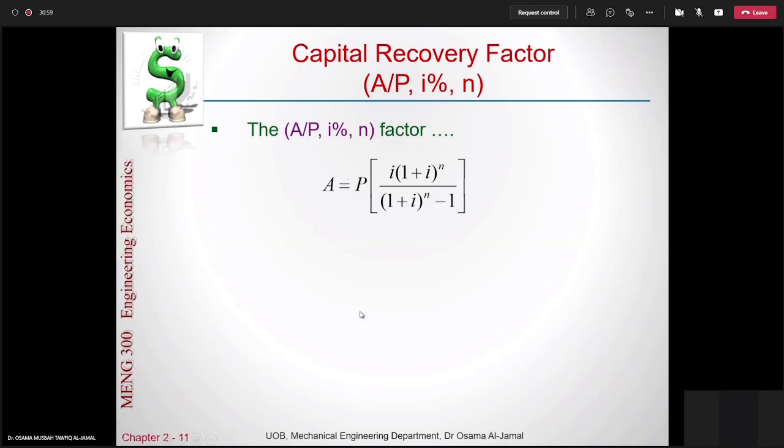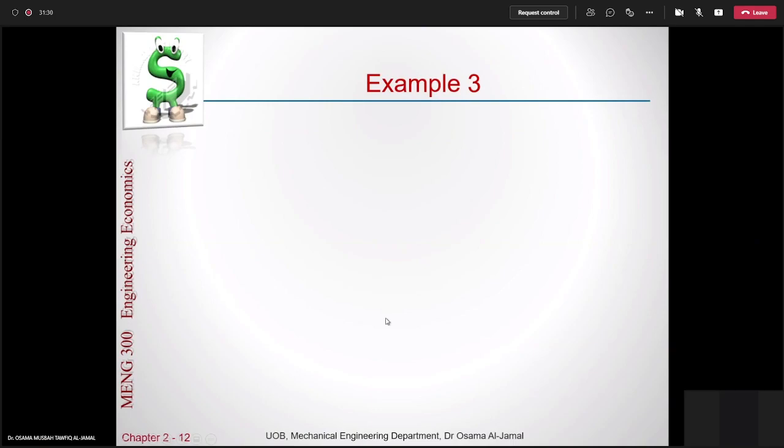The Excel function: what do we want to find? We want to find that annuity. In Excel, it's called PMT. So in Excel, equal to PMT. Now, what do we have? I% N P. Why do we close the bracket here? Always we have 4 terms, the fourth term being F. Since we don't have F in here, we're going to close that bracket after P directly. Let's see an example, and inshallah it will be clear for you.